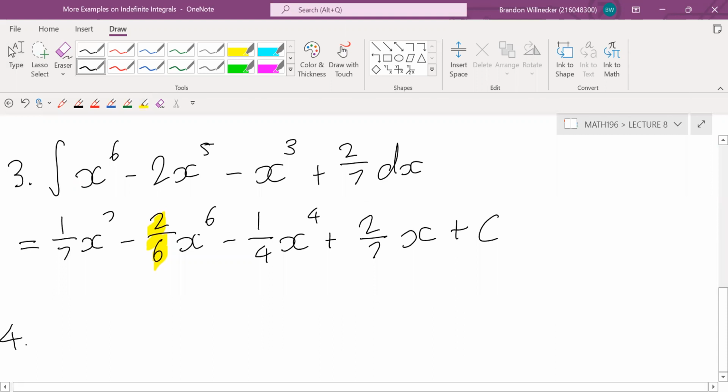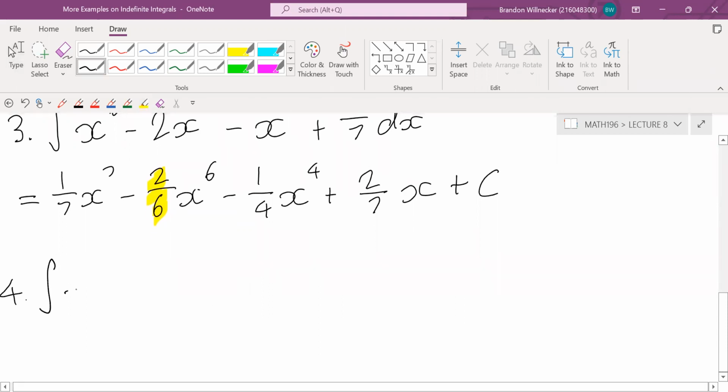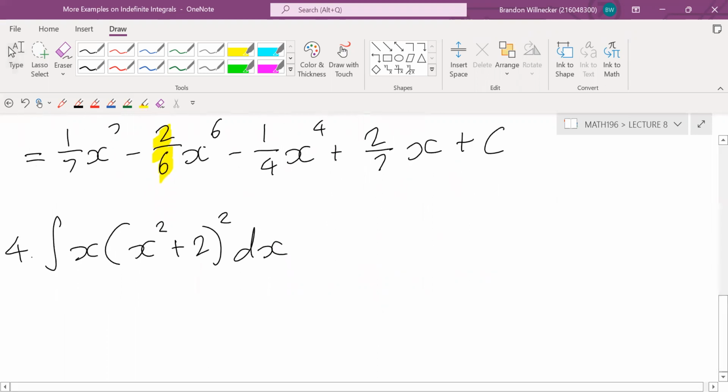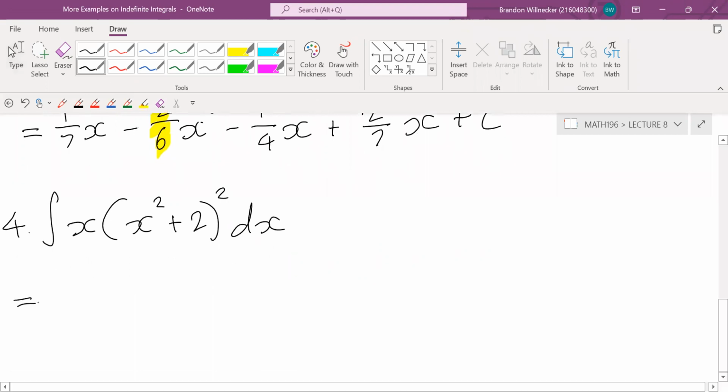Okay, number 4. We have the integral of x times (x squared plus 2) squared dx. This doesn't look like a standard polynomial, so it looks pretty complicated. Later on, we will see that there are other methods of solving this. We'll do that next week. However, for now, we are stuck with just expanding everything out into a polynomial and then applying the power rule as we know it. But later on we will see that there are simpler approaches to this.